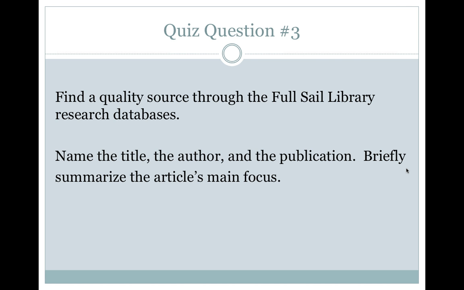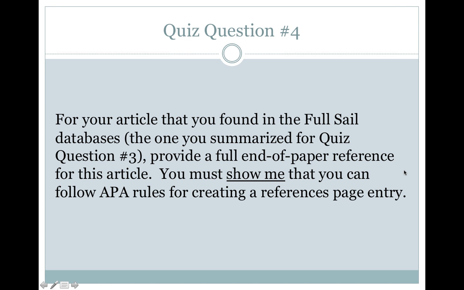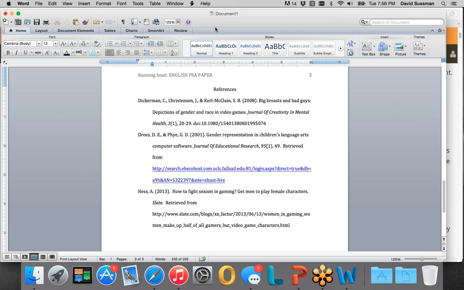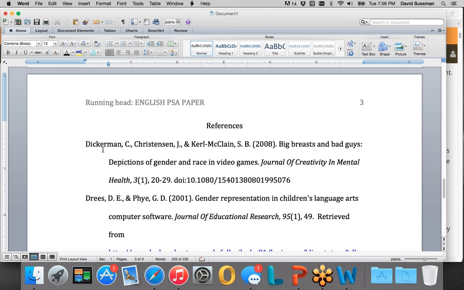Quiz question number 4, which I'm going to show in just a second, builds upon question number 3. And here it is. Once you find that article, create a complete end of the paper reference for this article. I want you to show me that you can create entries for the references page. Let me make this clear too, because there's always 1 or 2 students who get confused. I'm looking for you to do this, just for one article. You don't have to come up with 3. You need to create something like this.